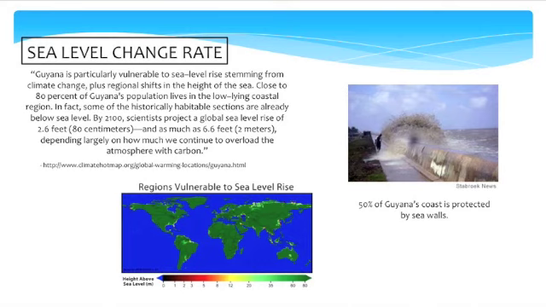Guyana is very vulnerable to sea level changes because of climate, and scientists predict that in 2100, the sea could rise by as much as 6.6 feet. The map at the bottom of the screen shows exactly what the title says: the regions that are vulnerable to sea level rise. And though the picture is really small, I'm sorry about that, Guyana has dark colors that are close to the left end of the scale, showing that they are highly vulnerable to sea level rise.